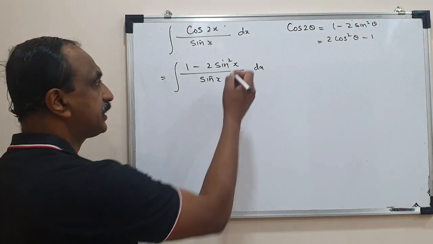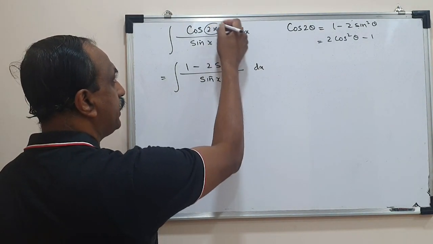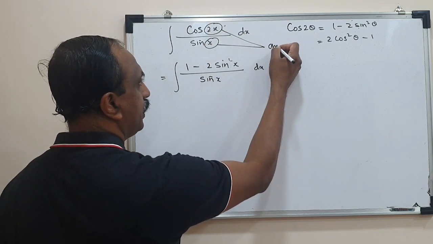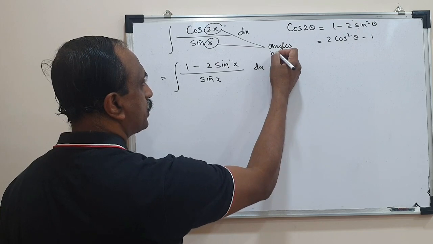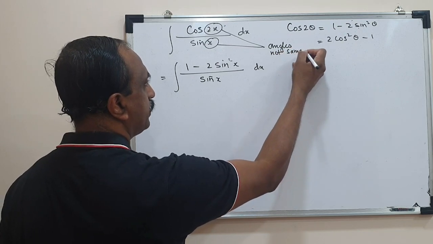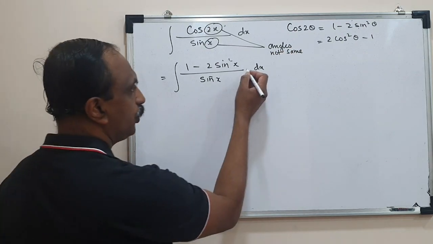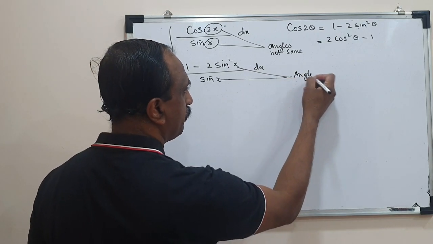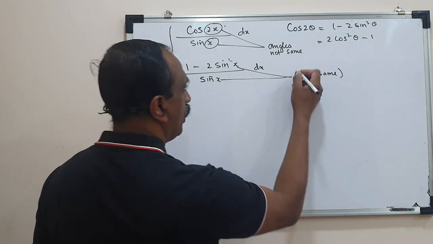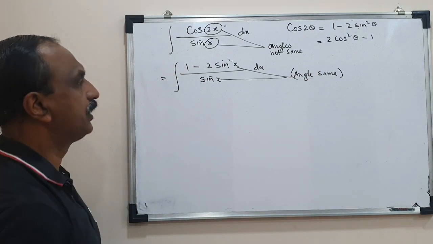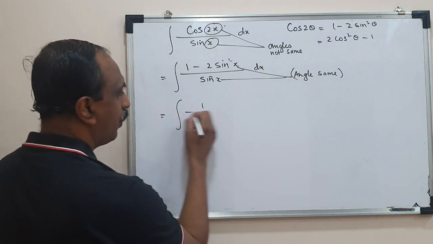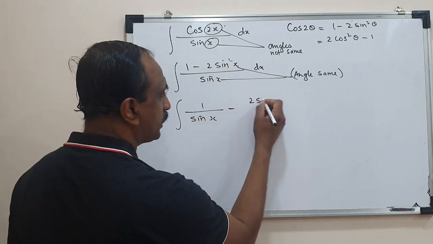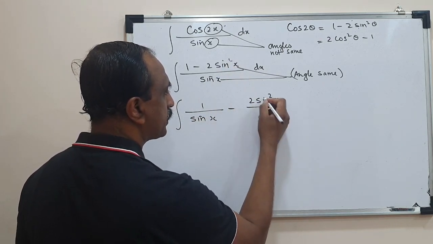So first of all, you look at both and see that the angles are not the same. They are different. So what did you do then? You made the angle the same. You made the angle the same term. Once you make the angle the same, then you can separate them: 1 upon sin x, minus 2 sin square x upon sin x.